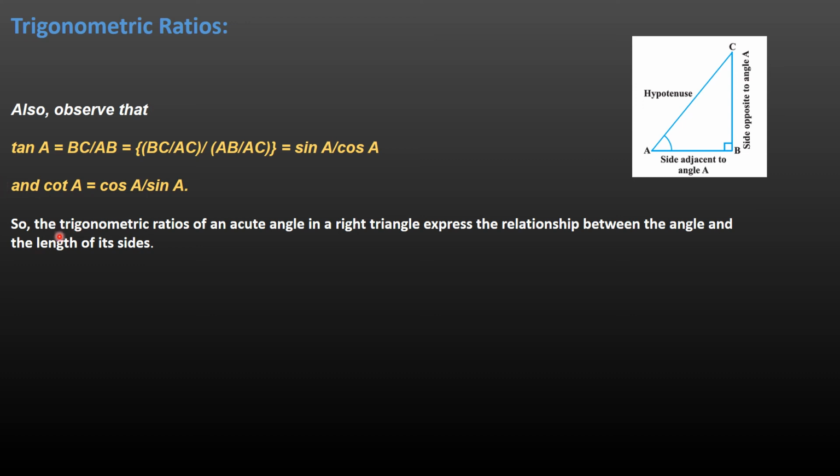So basically, from the previous slide and the present slide, you should now be clear that trigonometric ratios of an acute angle in a right angle triangle are used to express the relation between the angle and the length of its sides. That is what you get with the help of these trigonometric ratios.